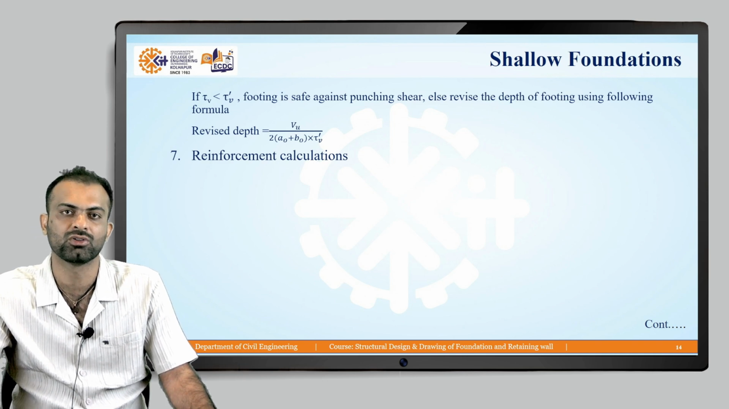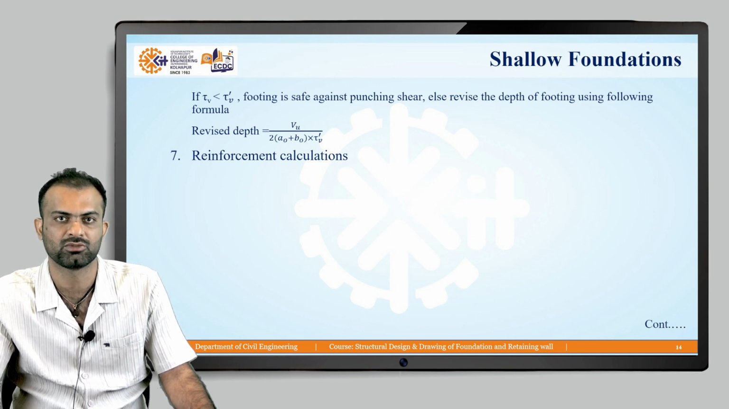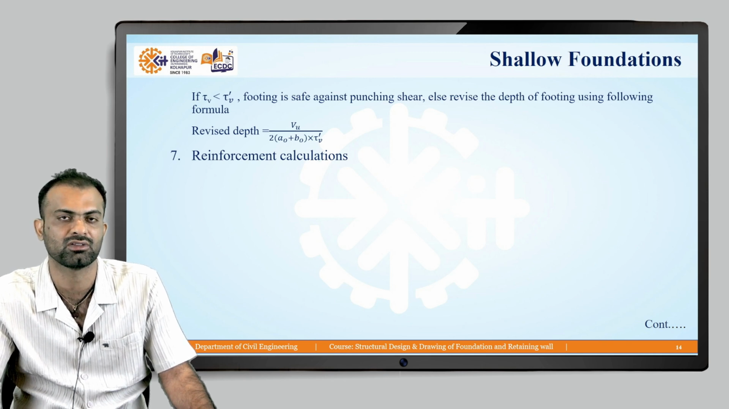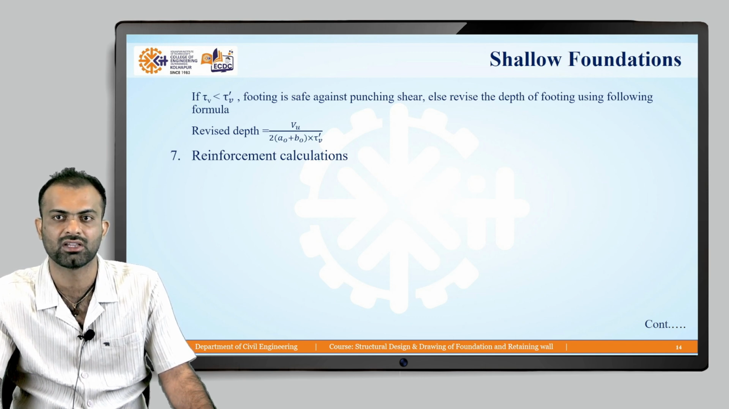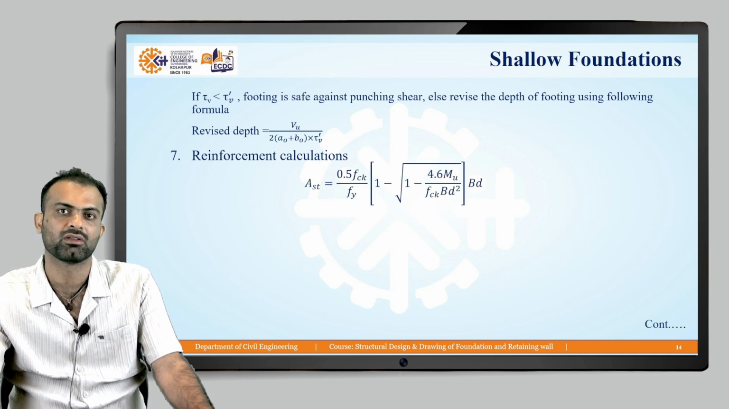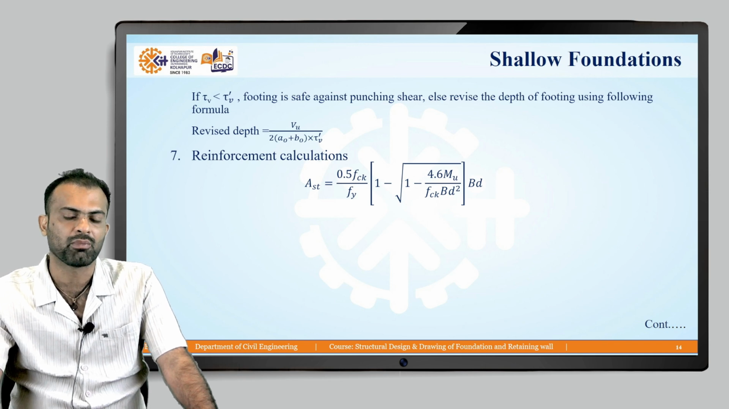This formula we use to calculate the revised depth for the foundation. That depth we are going to use in the next part of the calculations. So this is the minimum depth we are going to provide for the foundation, so we need to revise the depth of the foundation. Then reinforcement calculations. For reinforcement calculations, we are going to use this formula. This is the formula we got from the moment of resistance equation by solving for Ast. Here you know everything: fck you know, b is the width and d is the depth of the foundation we have provided. Here M is the critical part.